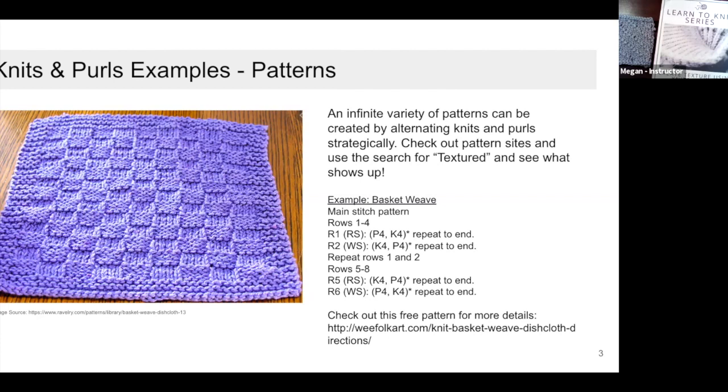So in this case, you start off with your purls and knits, and then on the next line up of the basket weaving, you start instead with knits, so that's how you get your variation in the flat versus the bumpy parts.